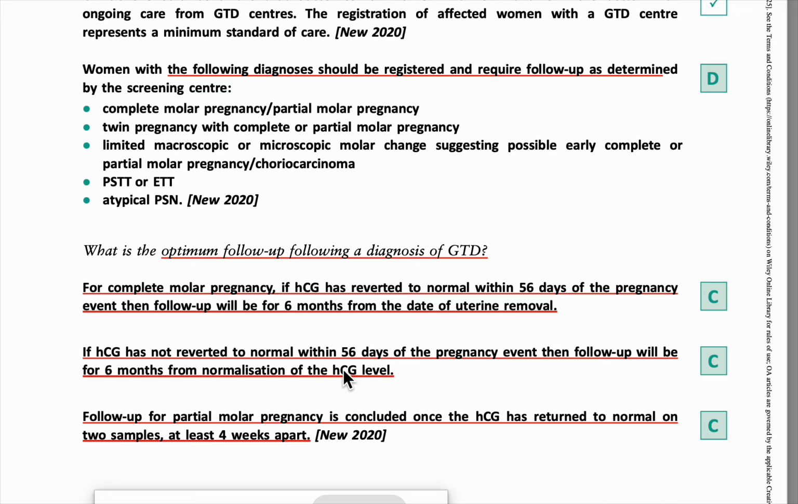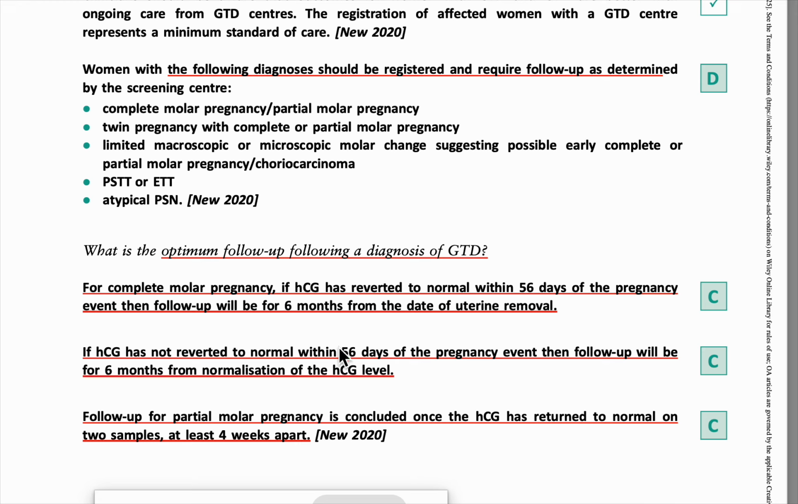The six monthly follow-up is counted from whatever time she becomes normal. We take that as the reference time, and from the normalization we continue the six monthly follow-up. But the level has to be coming down; it is not supposed to go up. If it starts to go up, then there is a problem, then there is a GTN going on.